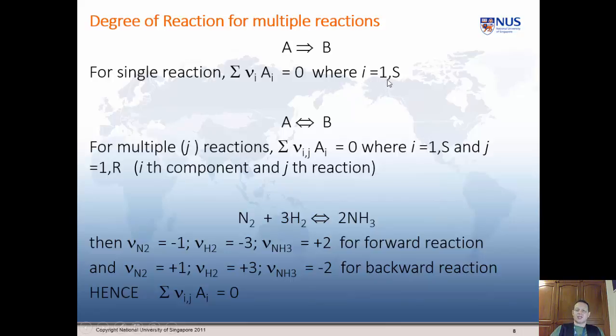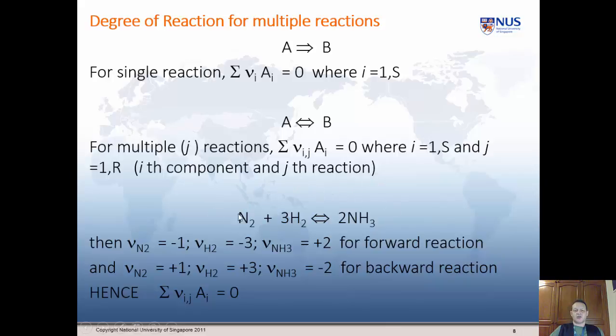So i equals 1 to S. S is the number of species, and in this case there are 2 species, so it would be i equal to 1 to 2. Let's now take a multiple version of that. Let's do an equilibrium, so we have a forward and a backward reaction. And for multiple reactions, this time the sum of the stoichiometric coefficients for species i to S and reactions j to R for reactions, again S for species, so it's going to be 2 species and 2 reactions, the ith component and the jth reaction.